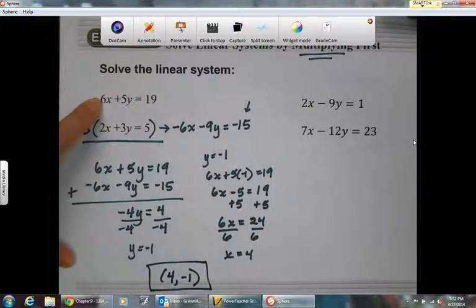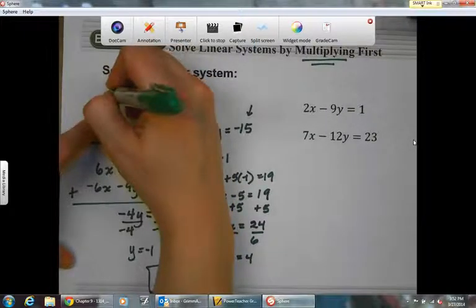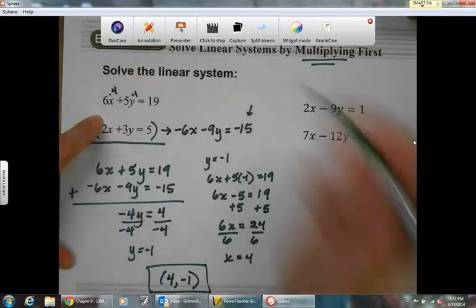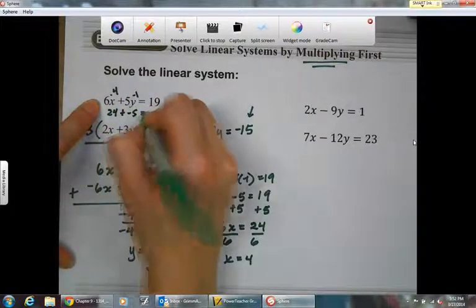And then you could go ahead and check your solution by putting it back into here, and it should work in both of these equations. And if it doesn't, then you know that you've done something wrong. So if you want to plug it back in here, times 4 and times negative 1, that would give me 24 plus negative 5, and that does equal 19.